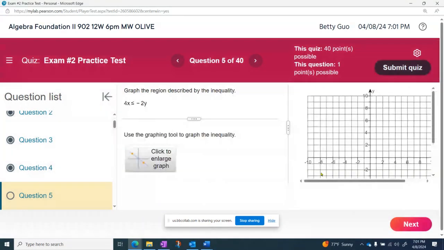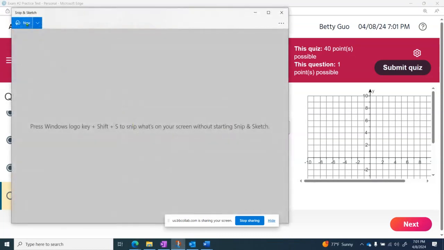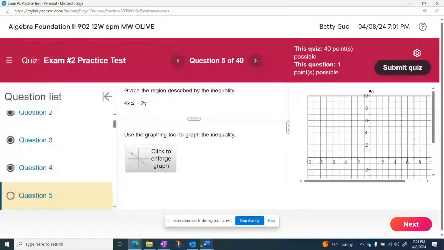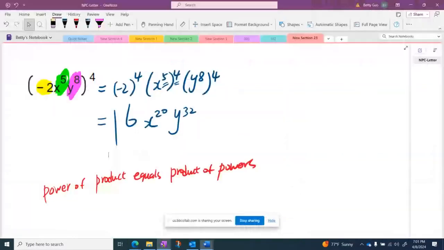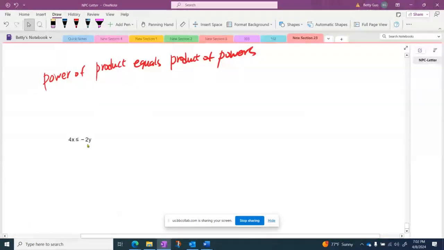Okay, next. Graph the region described by the inequality. Okay, let's do that. Do you guys still remember that? Oh, okay, I now remember. So this exam covers 2 chapters. This question is from chapter 3. Linear inequality in 2 variables.